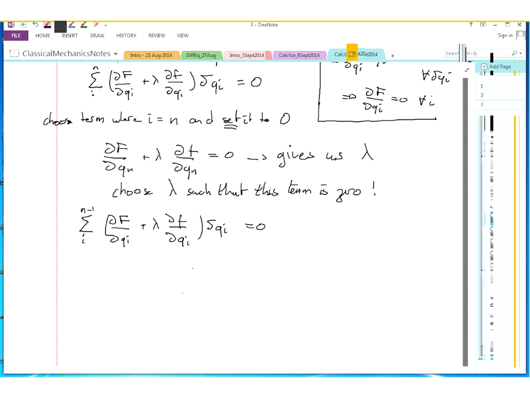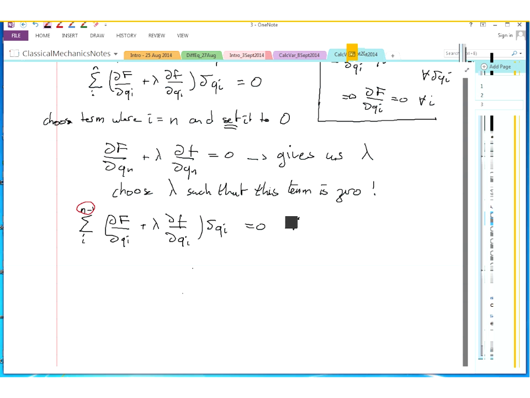So I'll even use red. This is n minus 1 now, because the last term is 0, right? The nth term is 0. We chose lambda on purpose so that that term would be 0. So now we have n minus 1 q's in here, and they're all independent.